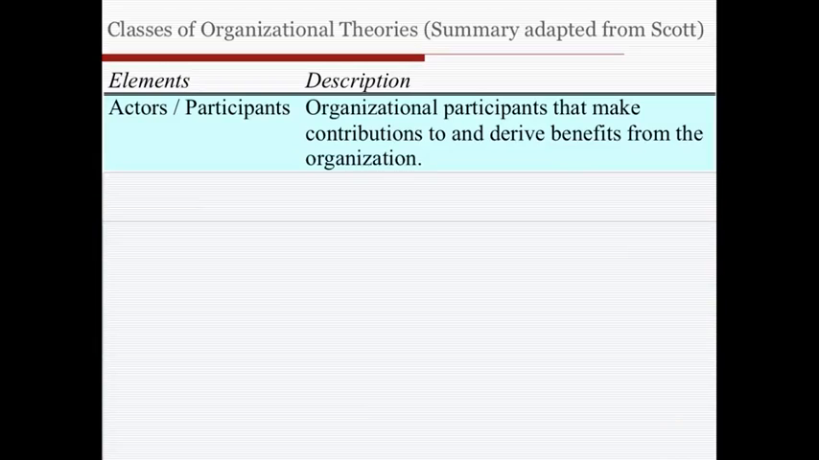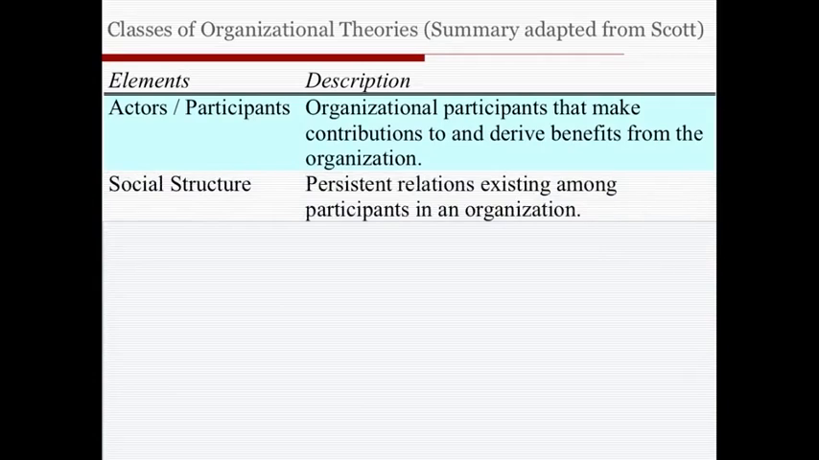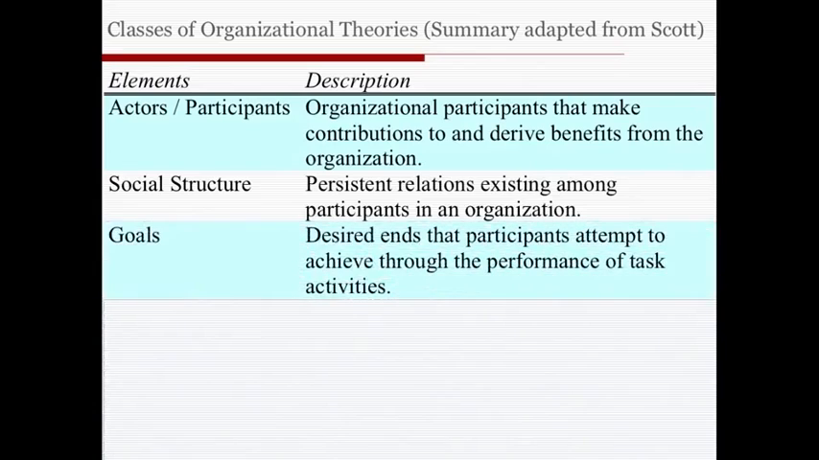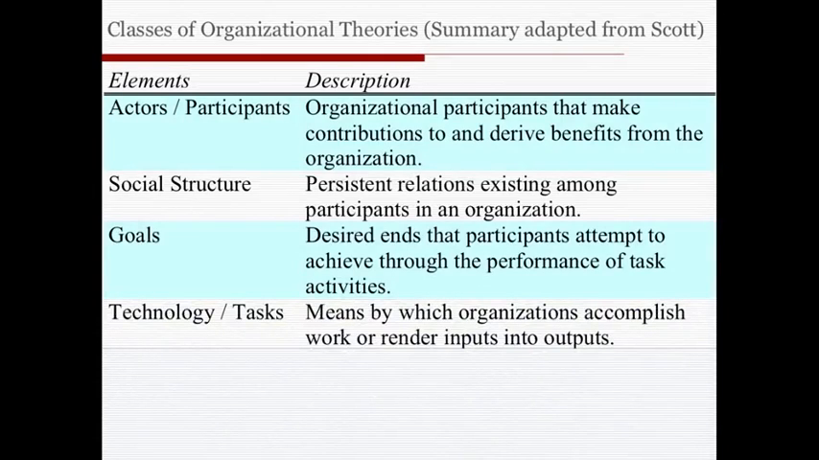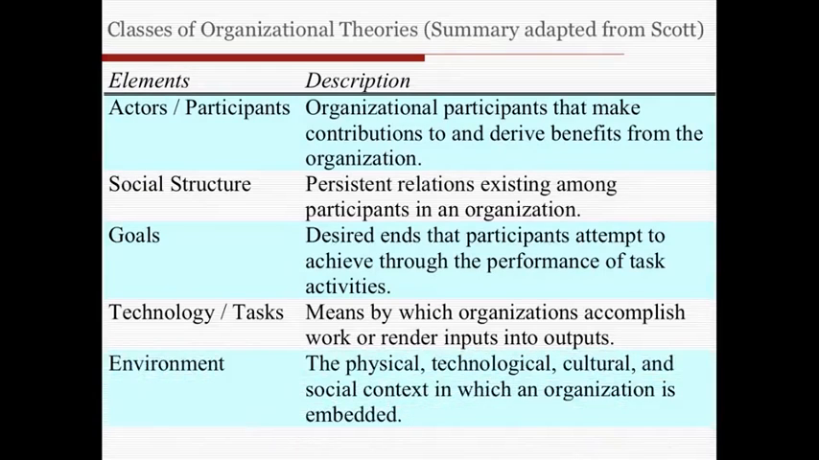So here in this slide, you will see actors and participants. And just to remind you, actors and participants are the individuals that make contributions to and derive benefits from the organization. Social structure concerns the persistent relationships among participants in an organization, and it can also reflect their norms and beliefs that guide those relationships. Goals concern the desired ends that participants attempt to achieve through the performance of task activities. And then technologies and tasks are the means by which organizations accomplish work or render inputs into outputs for the tasks. And then finally, environment, the physical, technological, cultural, and social context in which an organization is embedded.